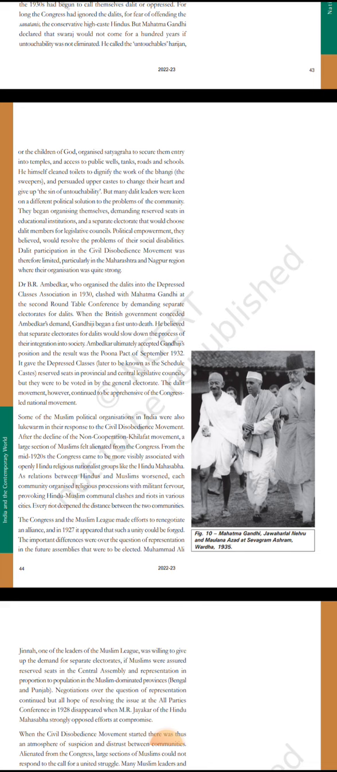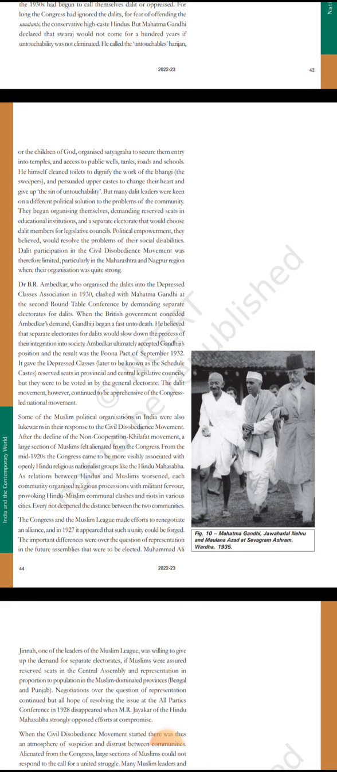When the British government conceded Ambedkar's demand, Gandhiji began a fast unto death, that means a hunger strike. He believed that separate electorates for Dalits would slow down the process of their integration into society. Ambedkar ultimately accepted Gandhiji's position, and this resulted in the Poona Pact of September 1932. It was between Gandhiji and Dr. Ambedkar. It reserved seats for Depressed Classes in provincial and central legislative councils, but they were to be voted in by the general electorate.